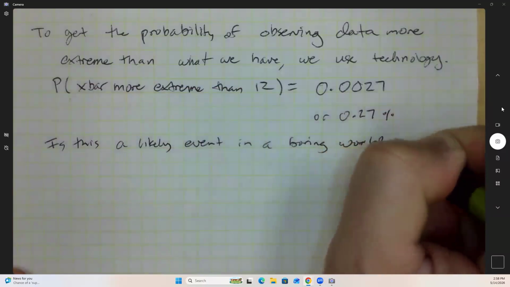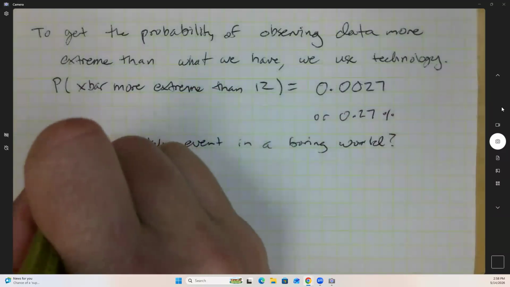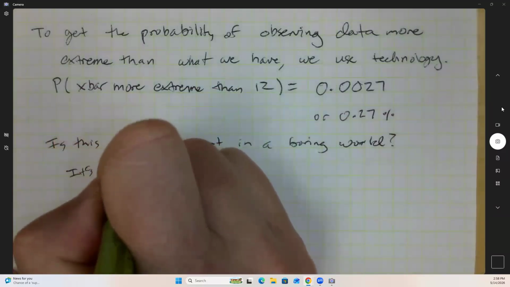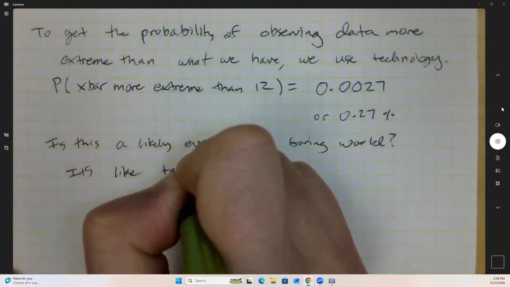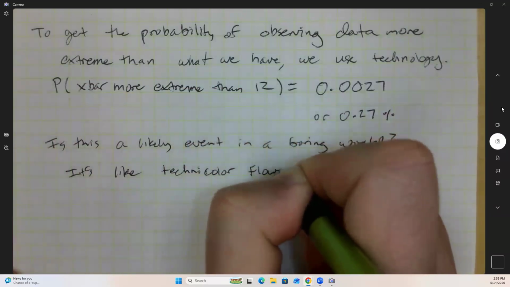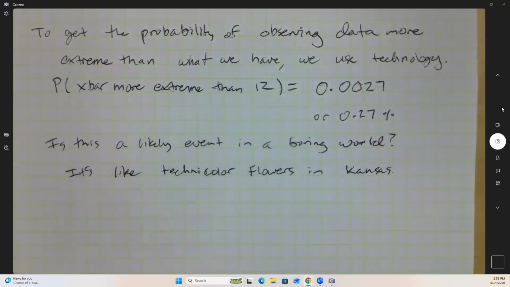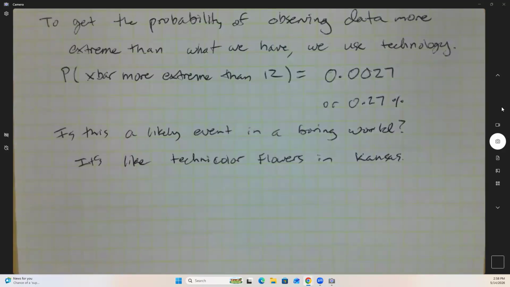Is this a likely event in a boring world? Nope. It's like Technicolor flowers in Kansas? Well, unless our data was bad, we don't live in a boring world. And we're statisticians, so we're going to trust our data.